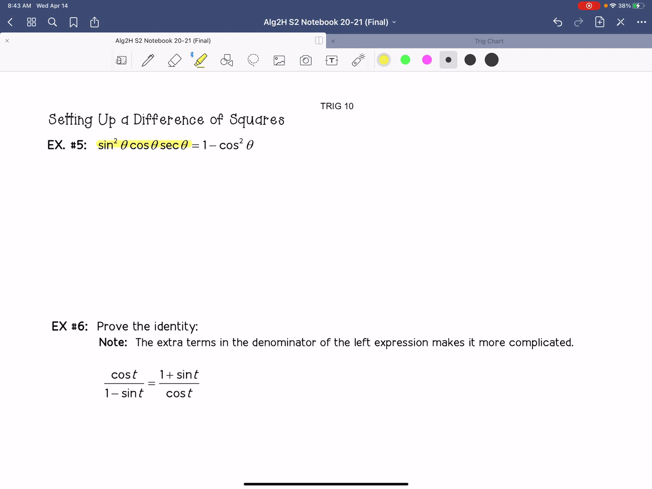Okay, so I'm going to approach this with the idea of let's change things to sines and cosines, since most of it's already sines and cosines. So I'm going to go sine squared theta cosine theta. Secant is really 1 over cosine theta, which equals. We can see here that these are going to cancel each other out. So now I just have sine squared theta. And we need the other side to be 1 minus cosine squared theta. And we can do this with a Pythagorean identity.